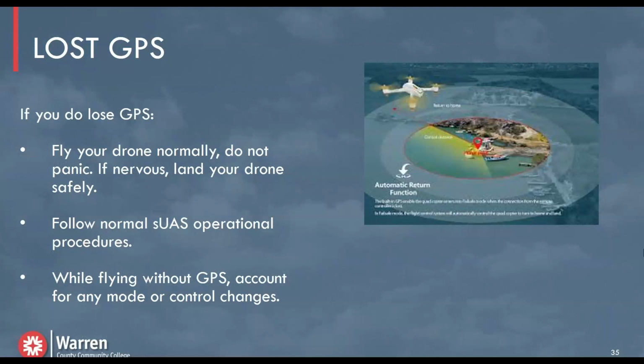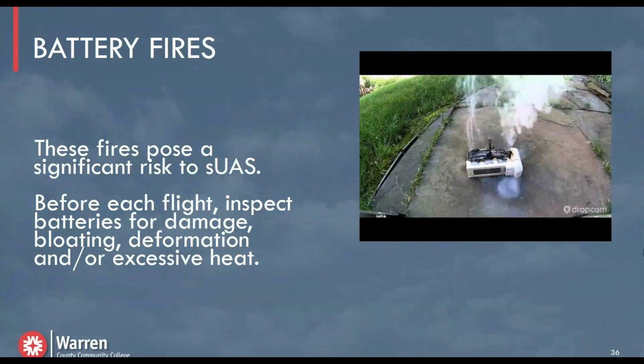Know that if you do lose your GPS, fly your drone normally. Do not panic. If nervous, just land your drone in the first place you can safely. Follow your normal operational procedures. And when flying without GPS, notice and account for, with your manual operations, any mode or control changes. It probably will drift. If it's very windy, it'll drift a lot. It will not hover the way it does with GPS, held in one location. So again, you want to familiarize yourself that this does happen.